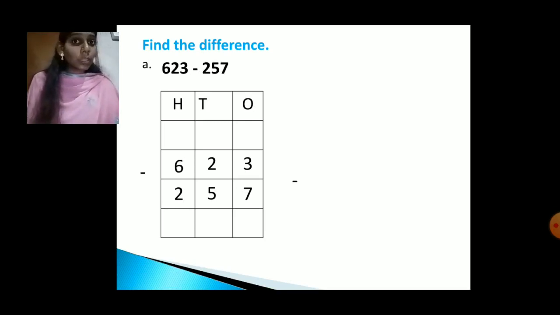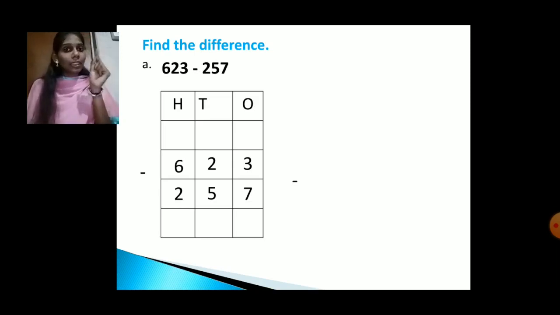We will start the subtraction from the ones place. So here at ones place 3 minus 7 is there. So 3 is smaller than 7. Is it possible? No. So what will we do? We will borrow from the tens place. We will borrow 1 ten from the tens place and we will add it to the 3 ones. So 10 plus 3 equals 13.